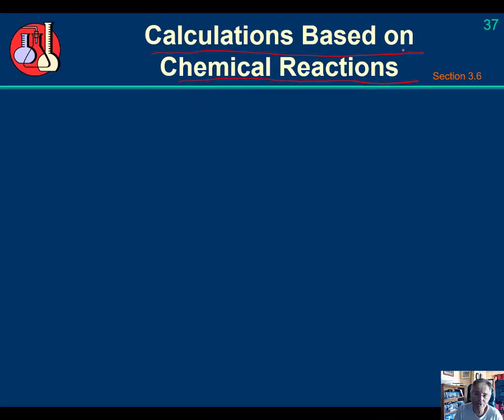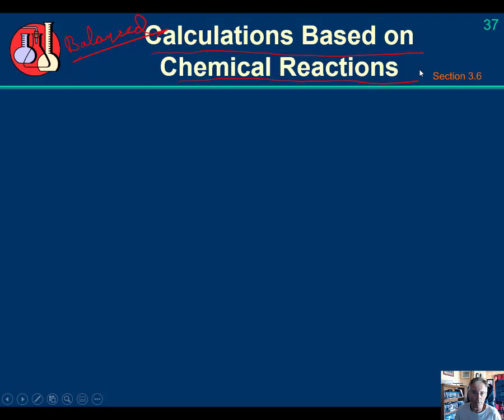So in order to do calculations based on chemical reactions, those reactions must be balanced. Okay, and we know how to balance chemical reactions. Think of it this way: if you were going to bake a cake, but you had to bake 2 cakes, you would have to have the recipe, the number of eggs, the number of cups of flour, etc. So it's the same thing with chemical reactions.